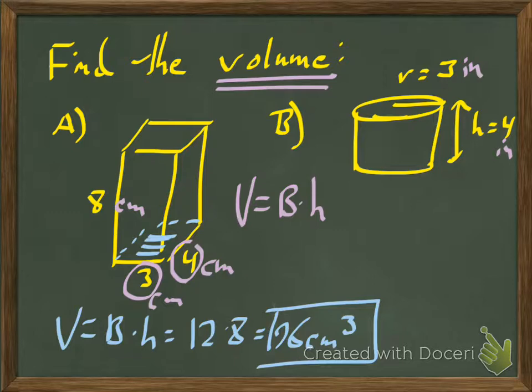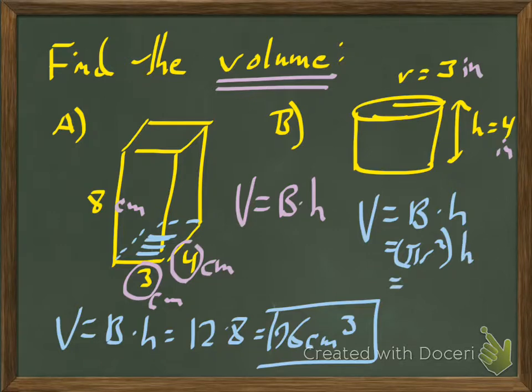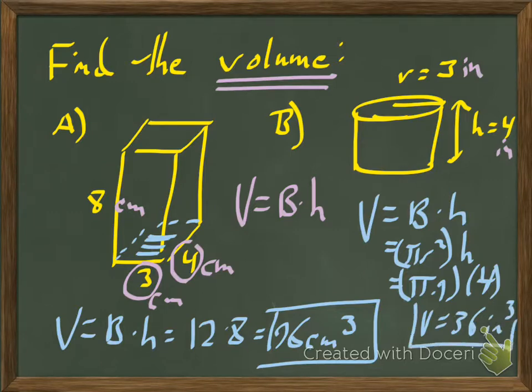Easy. Okay, the cylinder, the volume is base times height. Now, if you want to, you can write a more specific formula here. You could write pi r squared to remind you how to find the area of a circle, especially if you're having trouble with it. So pi r squared is pi times 3 squared, which is pi times 9, right? And the height is 4. And so what's 4 times 9? 36.